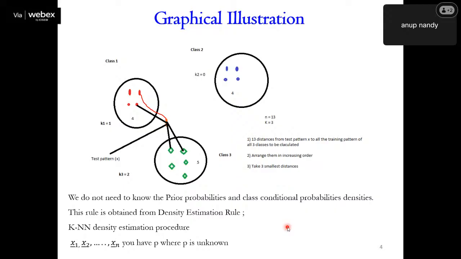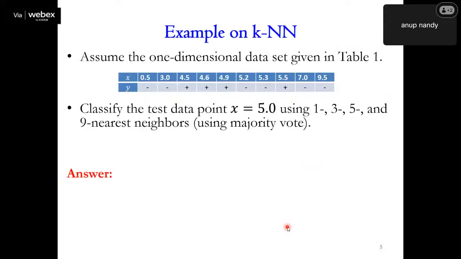You have to make a lot of assumptions: your density function is not given to you, so you have to estimate it. Whenever you calculate the distances, you make a disk of radius r, and you have to calculate this density in the form of mass by volume, and you plug it into the Bayes decision rule. From the Bayes decision rule, you can derive the k nearest neighbor decision rule.